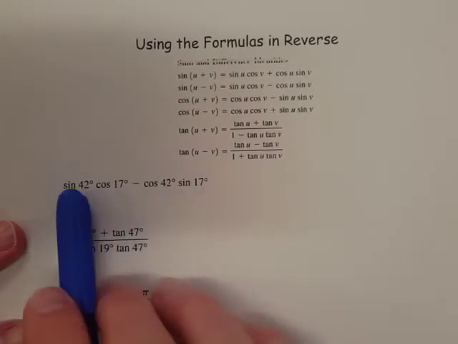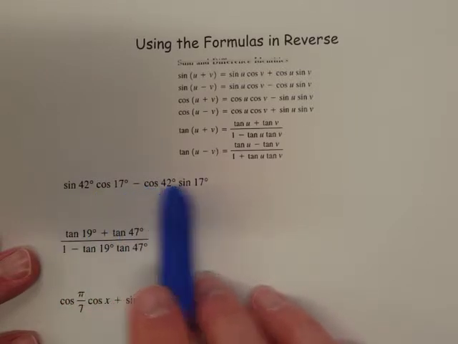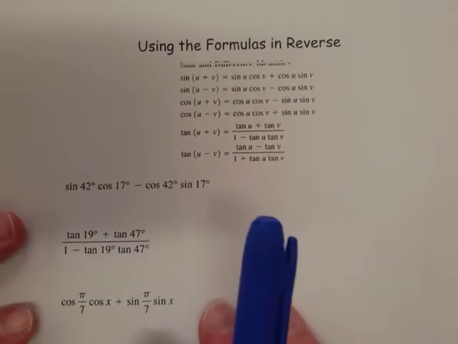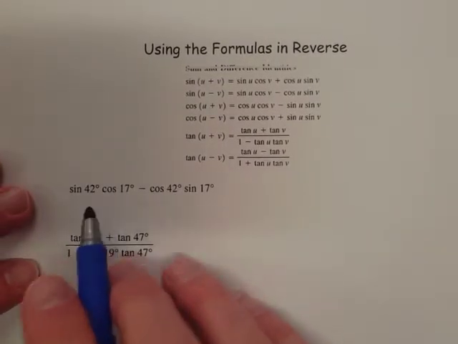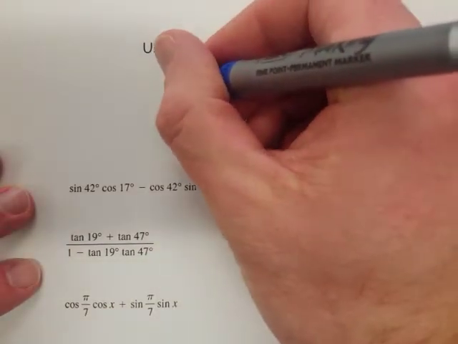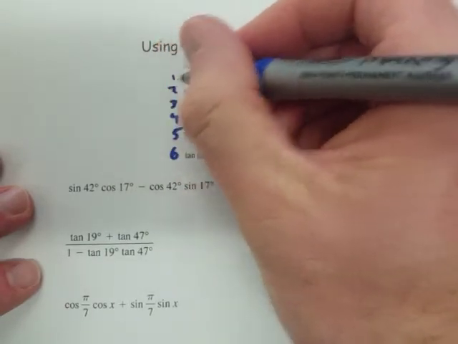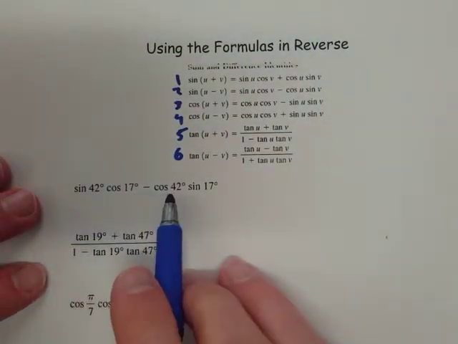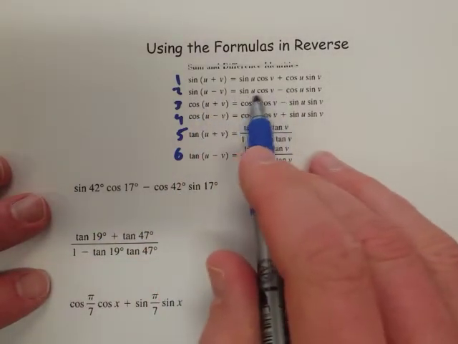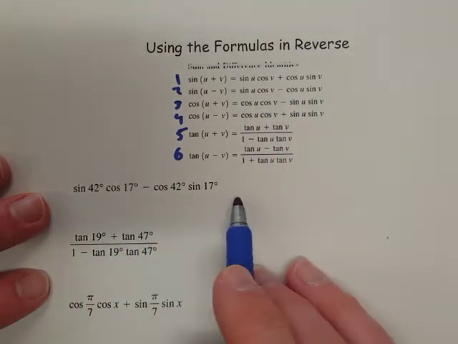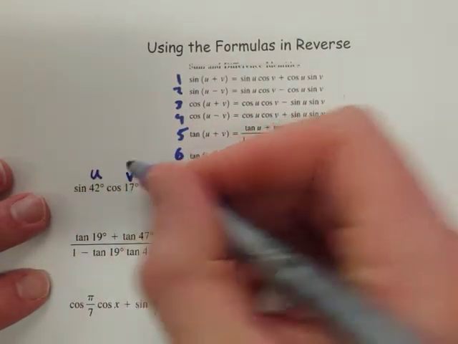So we're looking at this first one right here. You'll notice there is sine, cosine, there's a minus in the middle, and there's cosine, sine. So what we're going to do with this is go up to the top and just locate which one looks most like this. Now if I call these 1, 2, 3, 4, 5, and 6, that'll help us reference those. And so if I'm looking at this one here, it appears that we've got number 2, sine cosine minus cosine sine. It just so happens here that 42 is going to be u and 17 is going to be v.